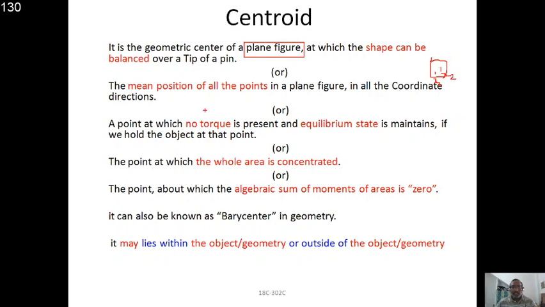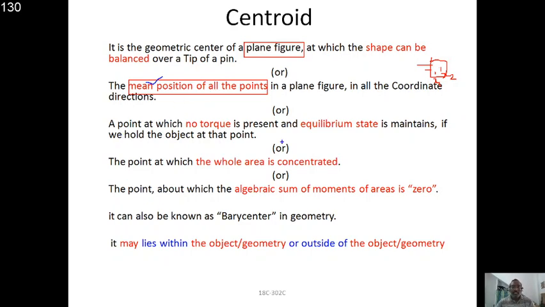So we should take the mean position of all the points. That means x1 plus x2 plus x3 plus x4 and so on, divided by the number of points we have considered. Similarly, in the y direction we need to take the points y1 and y2, and like that the sum of all the positions in y. So it indicates the mean position of all the coordinate directions.